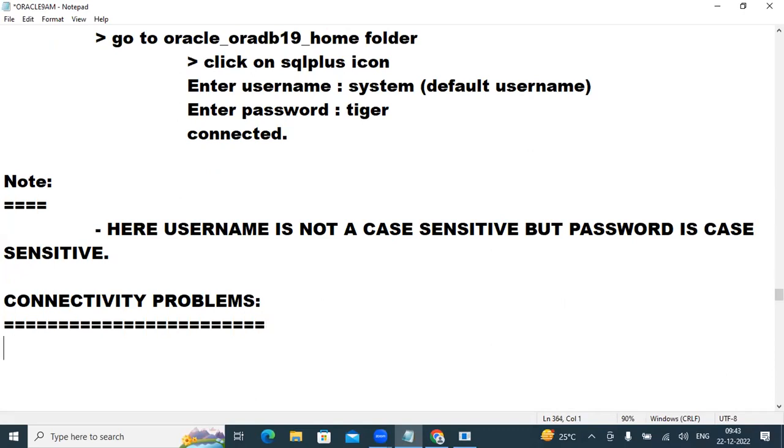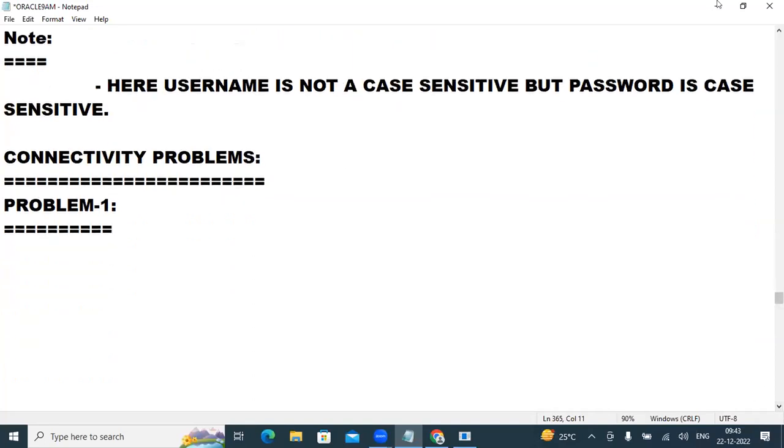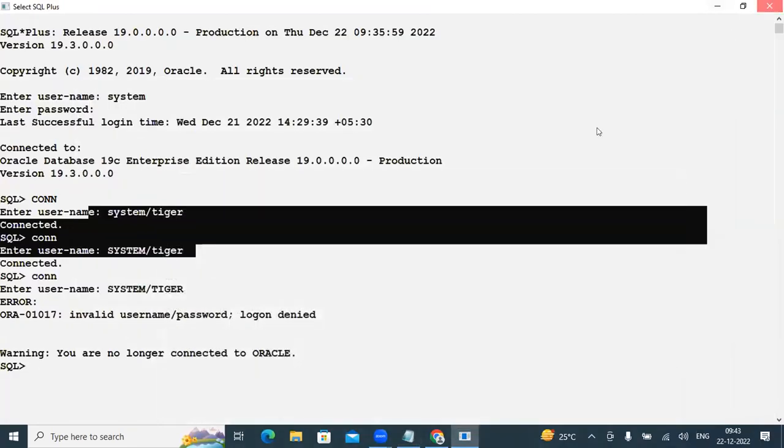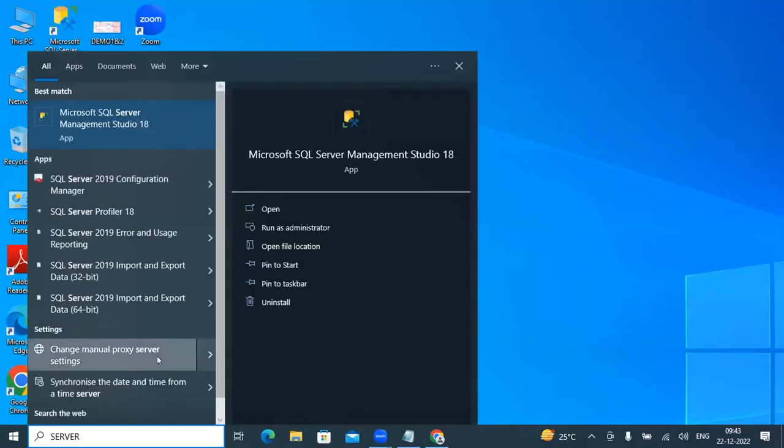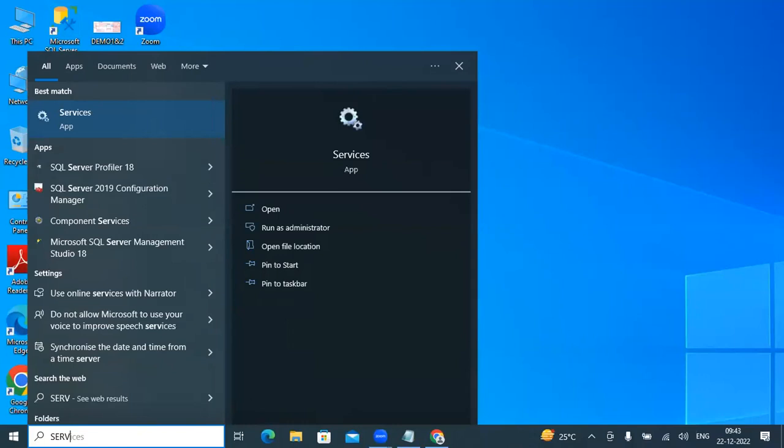Okay, then, so my first problem, problem number 1. In this first case, which type of problem will you face while connecting to Oracle? Now I'm just closing this application, and on my computer I will go to one option called Services. Can you see?